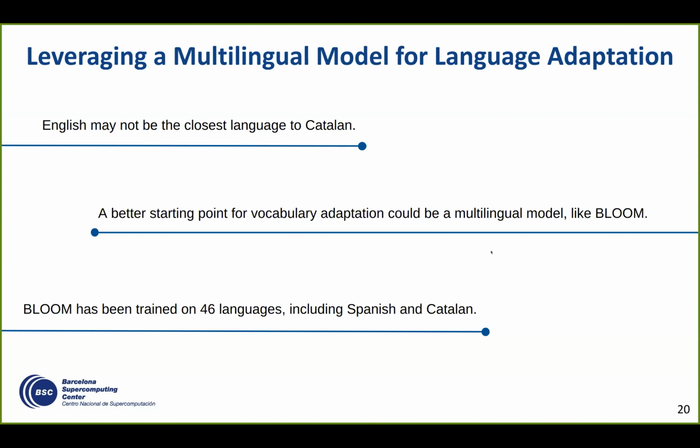And at this point, Bloom models seemed good candidates. They are open, and there are Bloom models available for the parameter size that we were interested in, 1.3 billion. Specifically, there is a 1.1 billion and a 1.7 billion Bloom model. And also, their training corpora include some very closely related languages and even some Catalan.